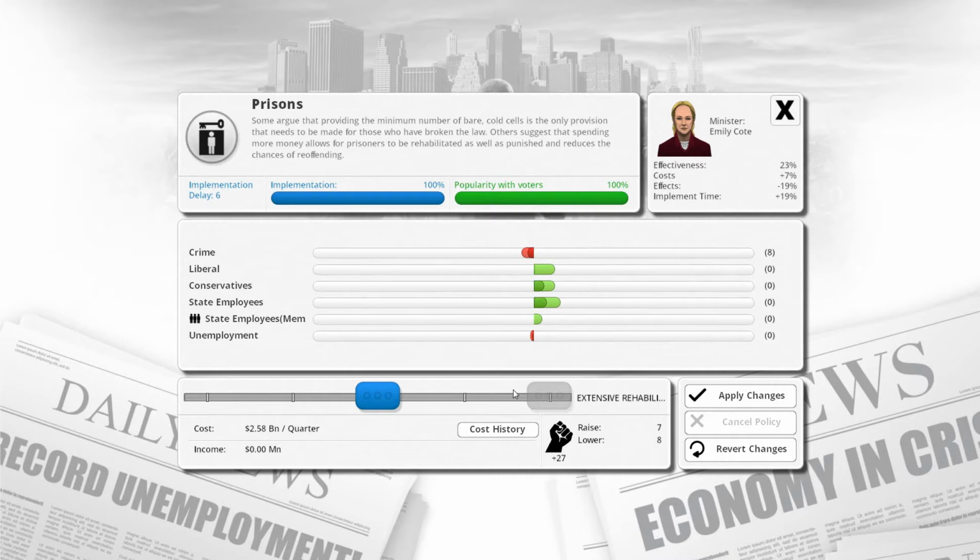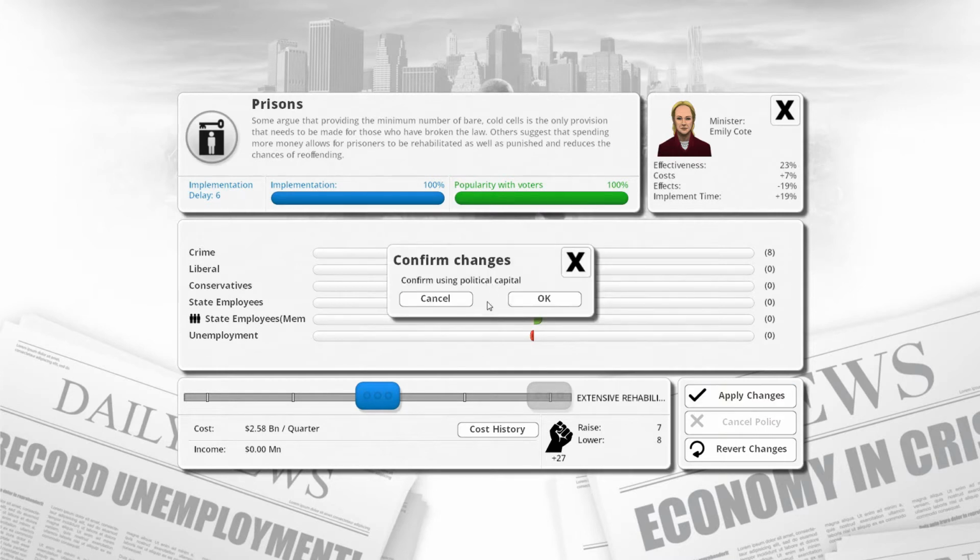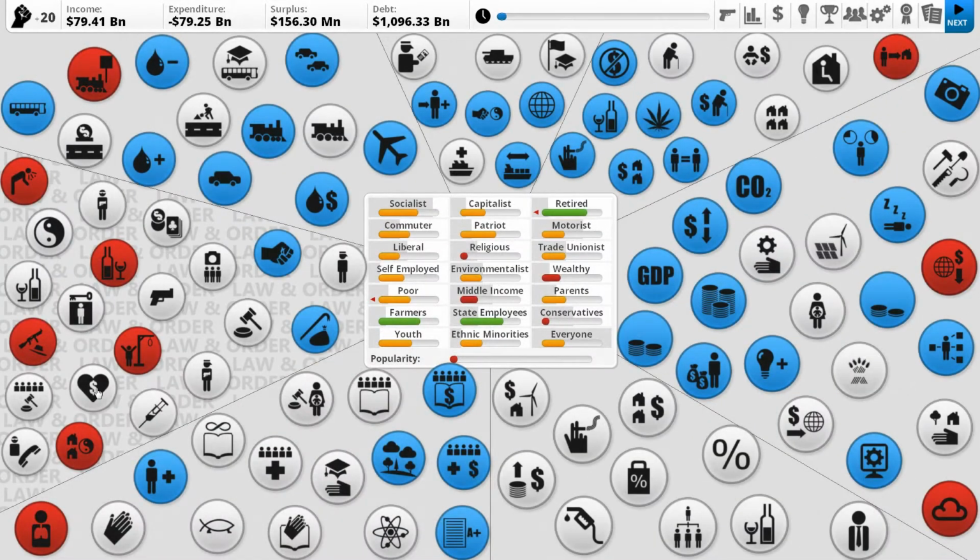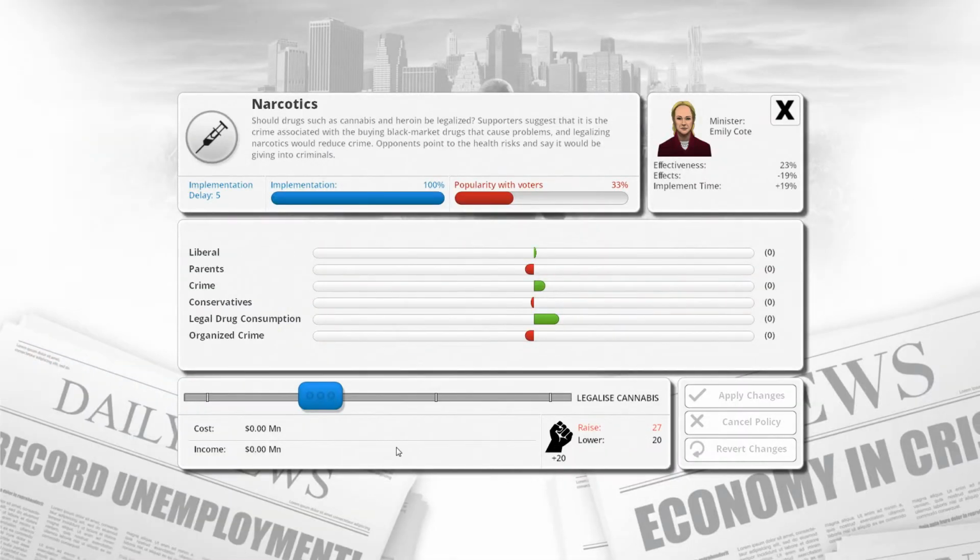Extensive rehabilitation will lower crime, raise the number of state employees. It'll cost us extra money. Lowers unemployment. Yeah, I think that's worth the extra money. It's not too much extra, a couple billion. And voters really like it. What else can we do for crime? If drugs are legal, then there's no reason for there to be crime. Right now, Canada has legalized cannabis, but unfortunately I don't have enough points to raise this.